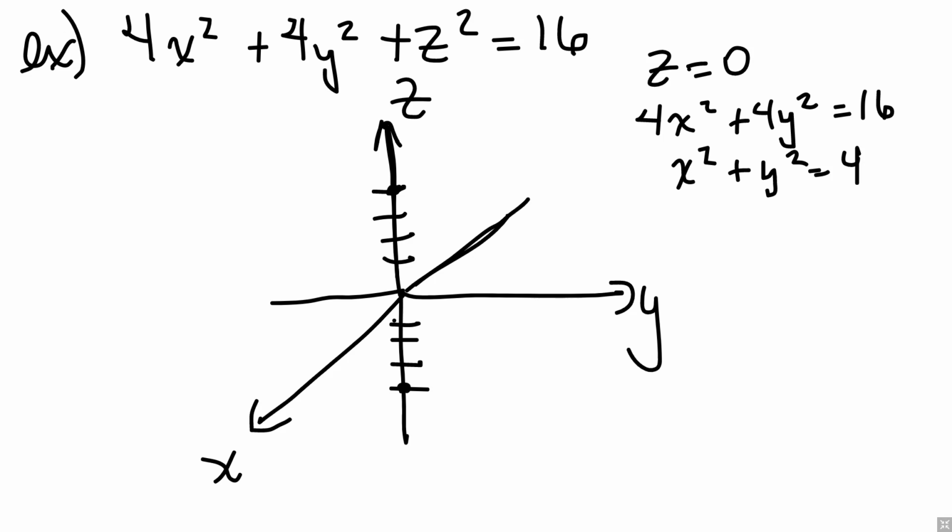Now for the circle, it's centered at 0, 0, and it has a radius of 2. So we're going to go 2 on the positive side of y, 2 on the negative side of y, 2 on the positive side of x, 2 on the negative side of x. And this is going to give us our circle.